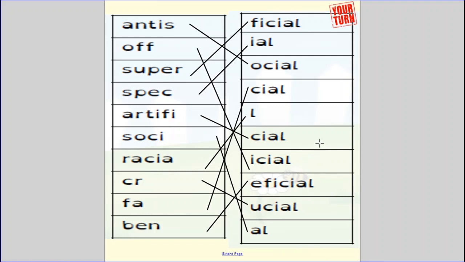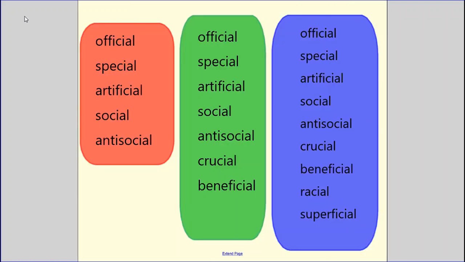Okay, right. So here are your spelling words for this week then. So we've got official, special, artificial, social, antisocial, crucial, beneficial, racial and superficial.